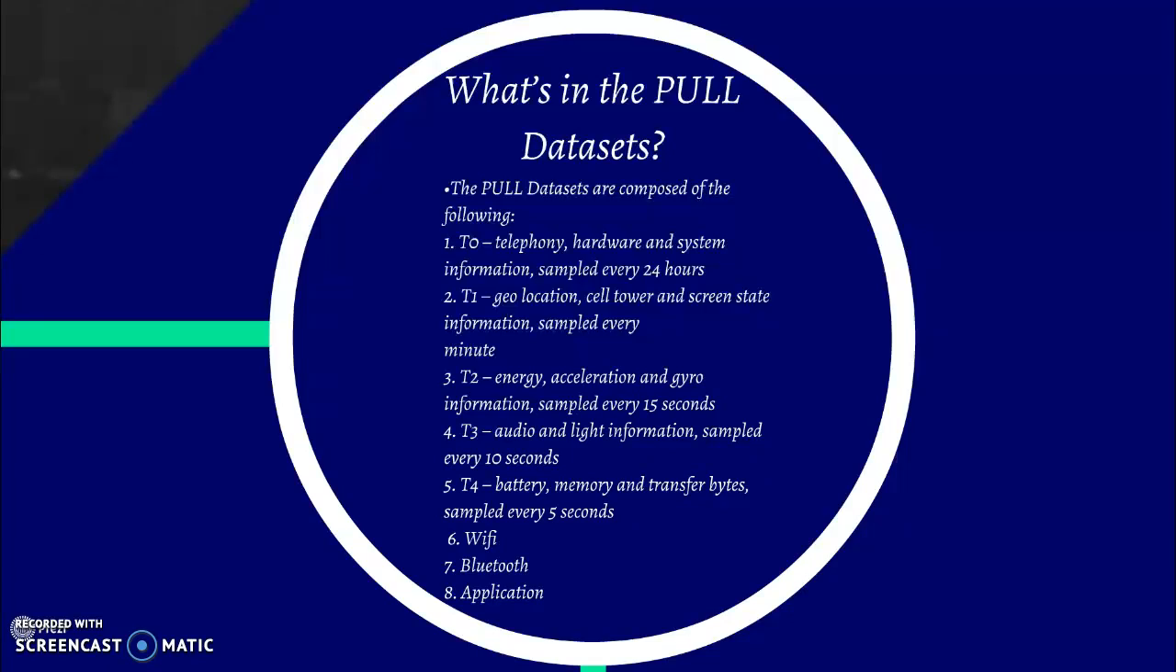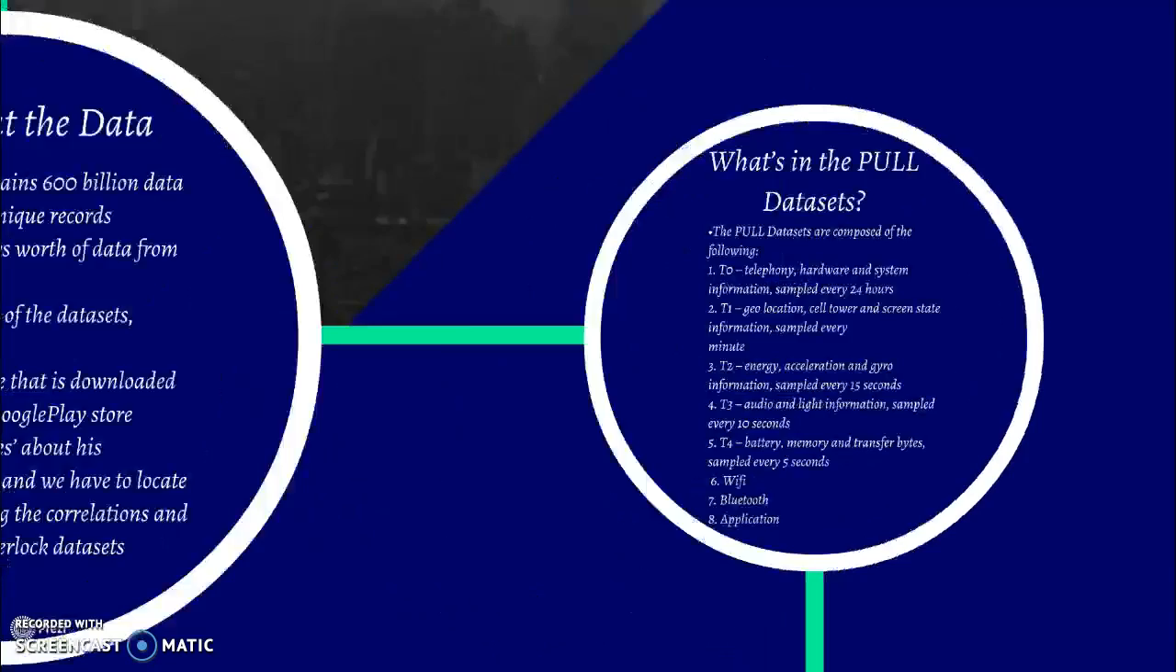The pull datasets are composed of the following: Table 0, T0, telephony, hardware, and system information, which is sampled every 24 hours. There's T1, geolocation, cell towers, and screen state information sampled every minute. There's T2 with energy, acceleration, gyro information sampled every 15 seconds. T3, audio and light information sampled every 10 seconds. T4 has battery, memory, and transfer bytes sampled every 5 seconds. 5, Wi-Fi. 6, Bluetooth. 7, application.